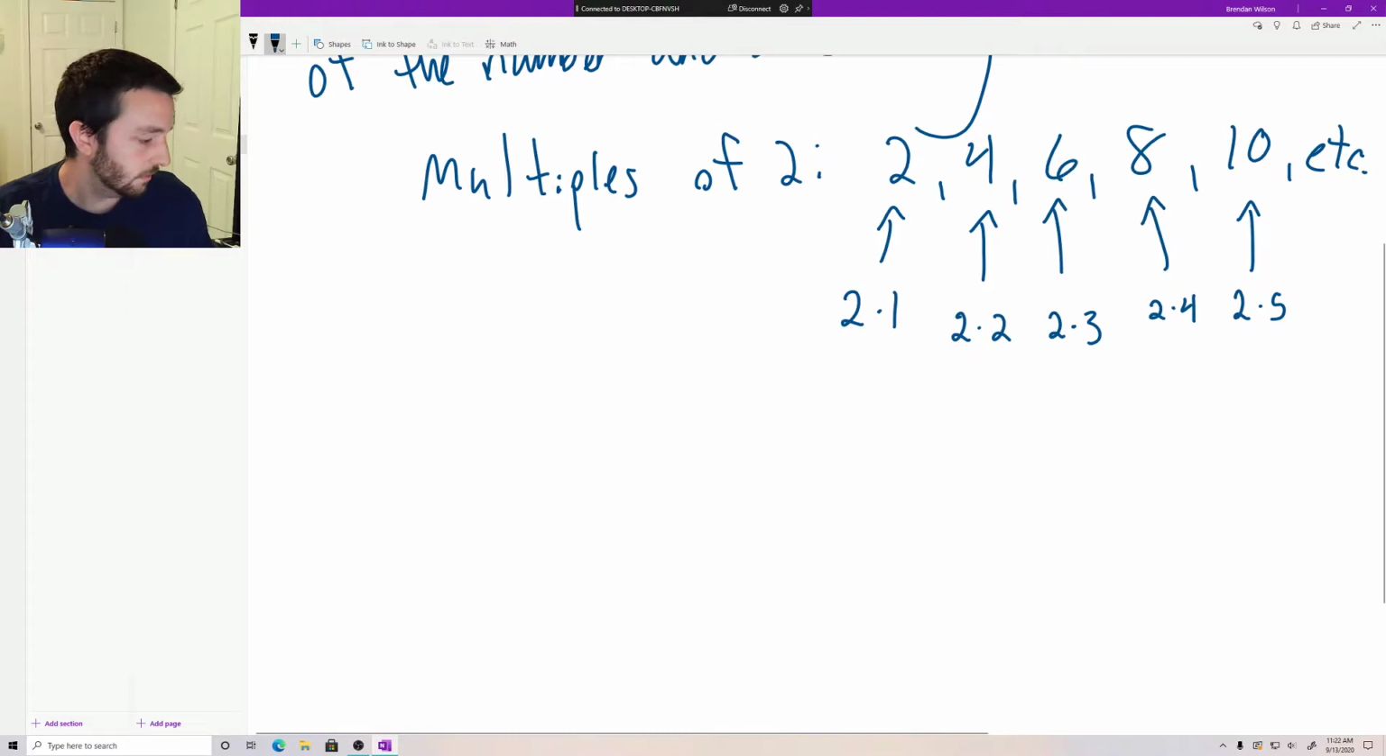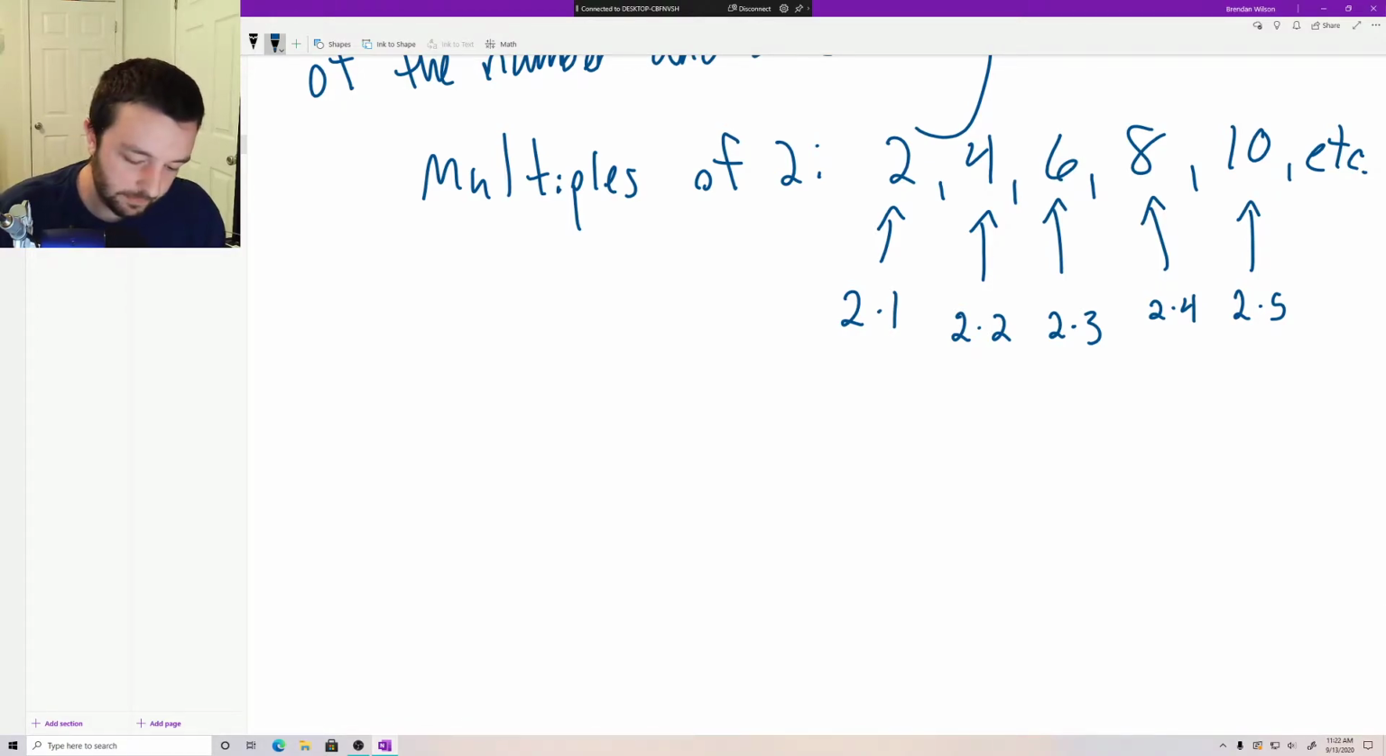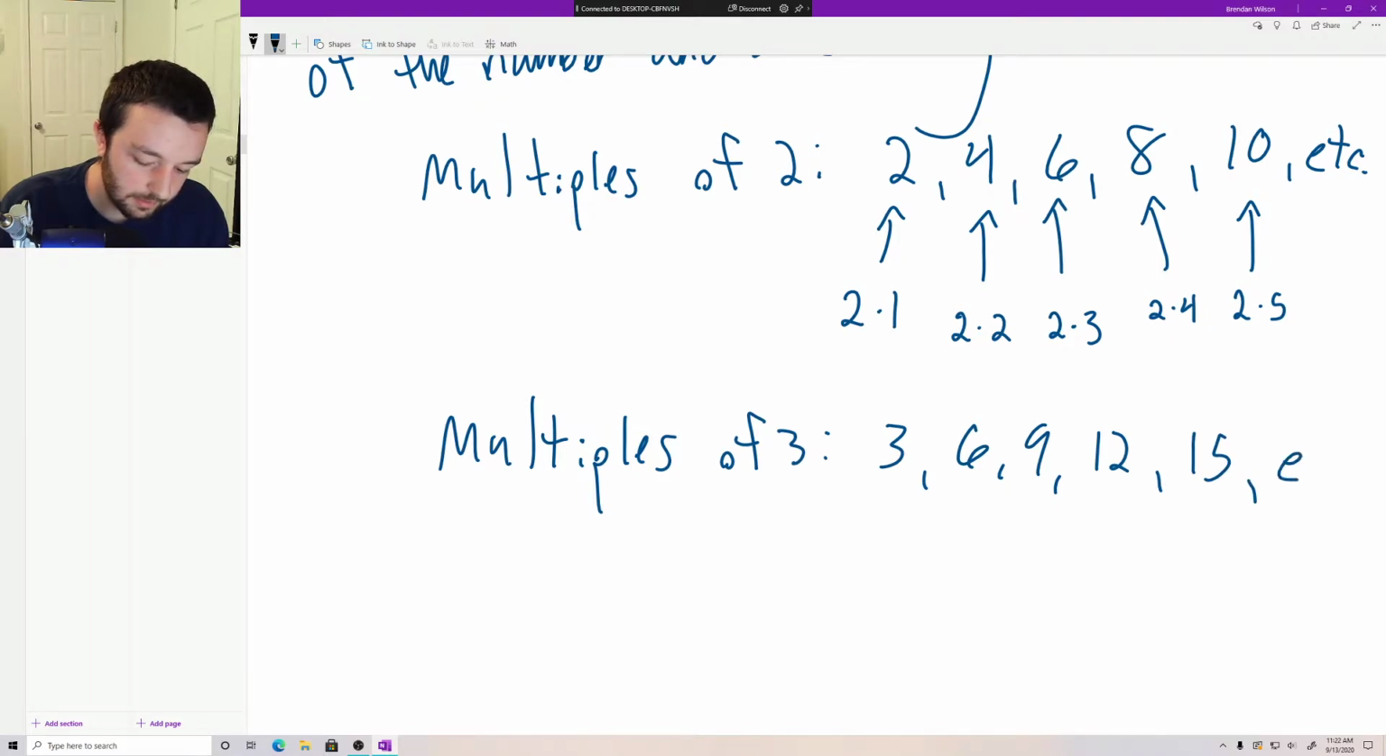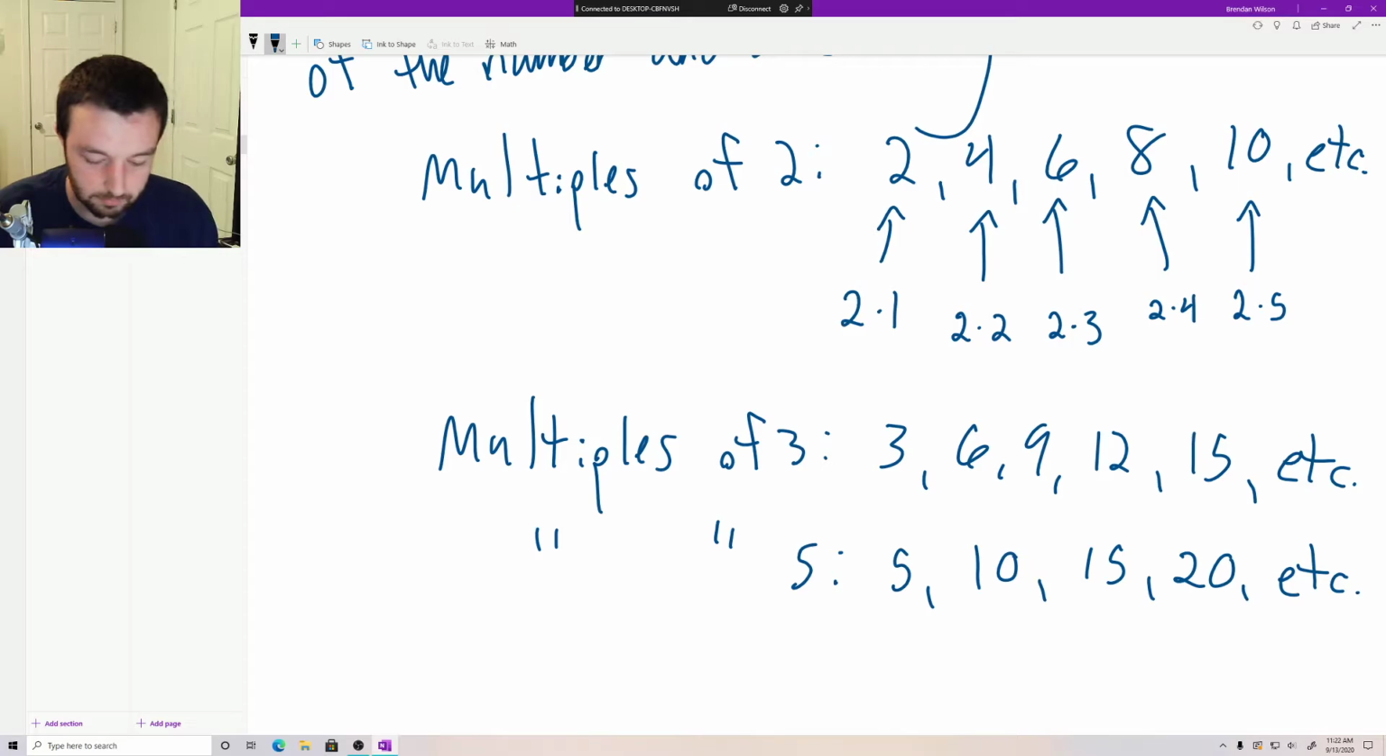So let's look at some more examples, like multiples of 3. We'd have 3, 6, 9, 12, 15, etc. Right? If we wanted to look at multiples of 5, we just count by 5s, right? 5, 10, 15, 20, etc. So we're just taking the number and counting by that number. So we have like 5 times 1, 5 times 2, 5 times 3, 5 times 4, etc.